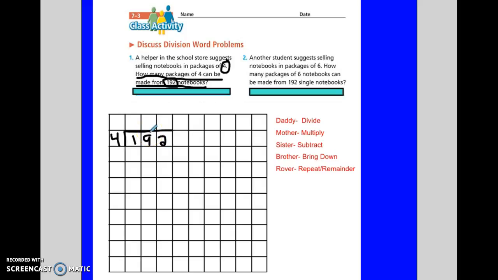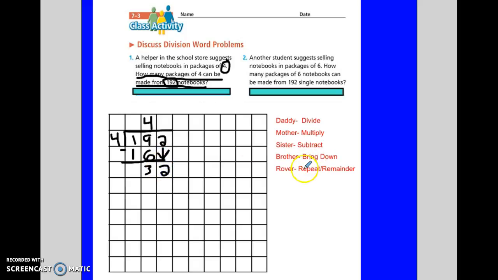Well, I know that 4 times 4 is 16. And if I go to 4 times 5, I'm going to get to 20. So that'll be too big. So I'm going to go ahead with 4. It goes in 4 times. So now I multiply. 4 times 4 is 16. Then I go on to the next step, which is sister, which is subtract. 9 minus 6 is 3. And 1 minus 1 is 0. And then I get to go to brother, which is bring it on down. I have a number sitting here, so I get to bring it down.